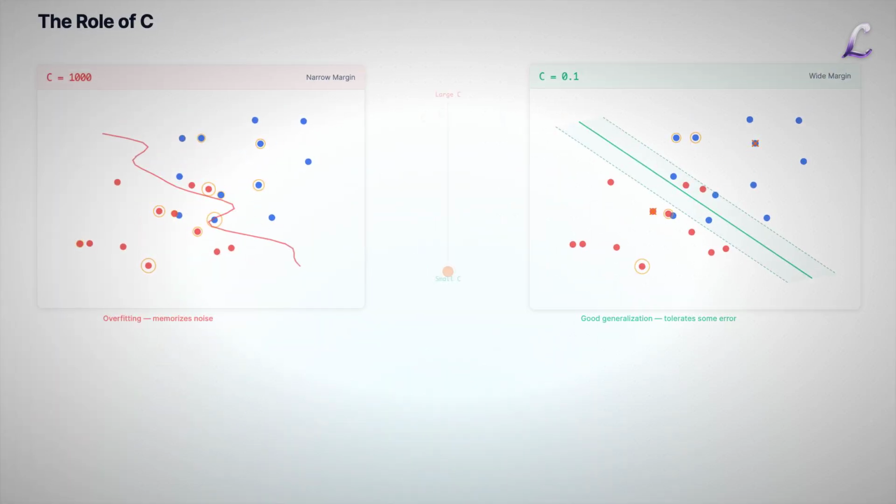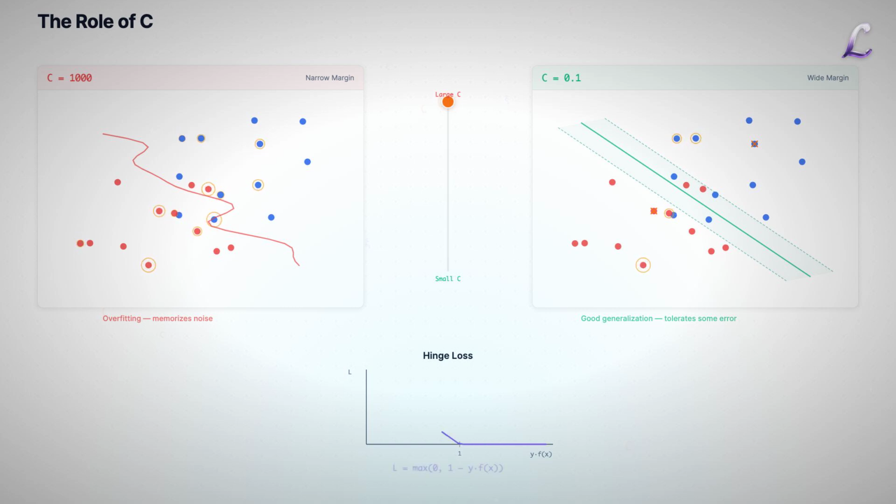The parameter C is your control knob. A large C imposes a huge penalty for errors, forcing a strict, narrow margin to classify training data perfectly. A small C is more forgiving. It allows a wider margin and some errors, which often generalizes better. This is equivalent to minimizing the hinge loss, which is 0 if you're right, and linear if you're wrong.